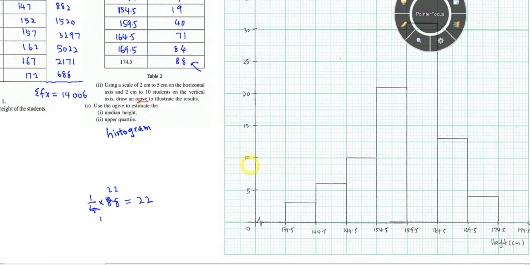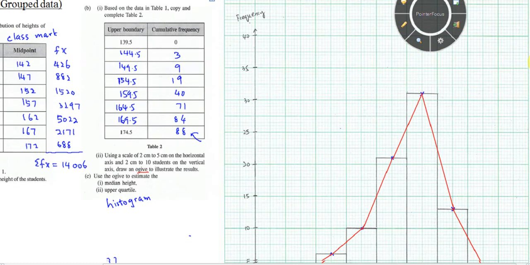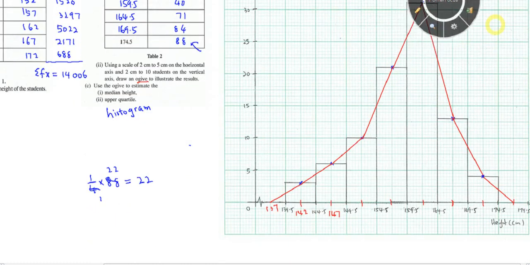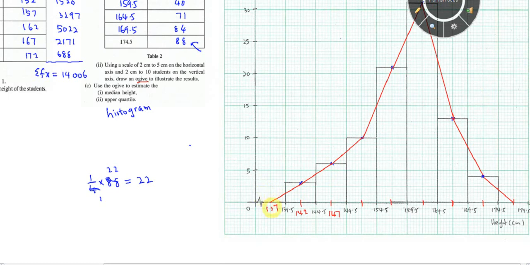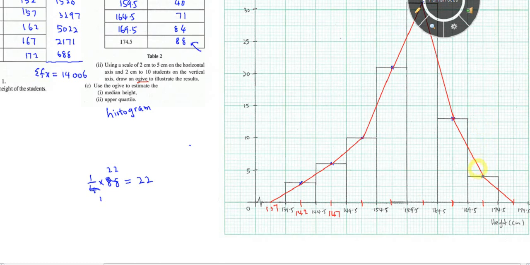Okay, so the last one is the frequency polygon. If you want to draw the frequency polygon, we just take the midpoint for every single class. Then we link them together with a ruler, and you will get a shape like this. And remember, you need to add two more classes, one over here, another one over here, to keep the straight line touching the x-axis.